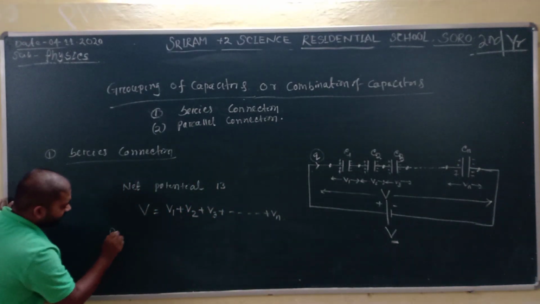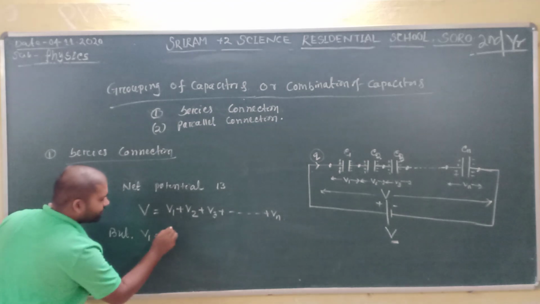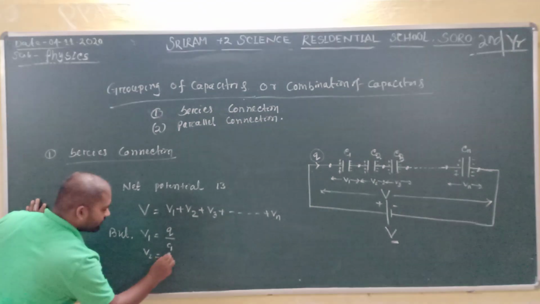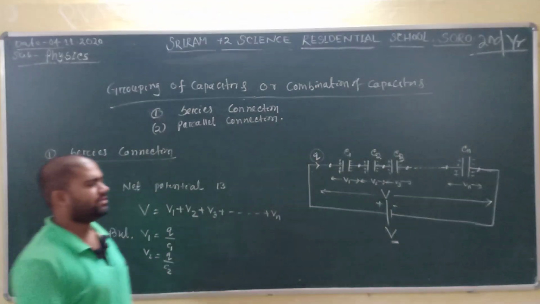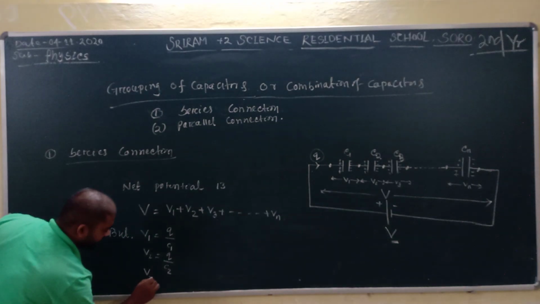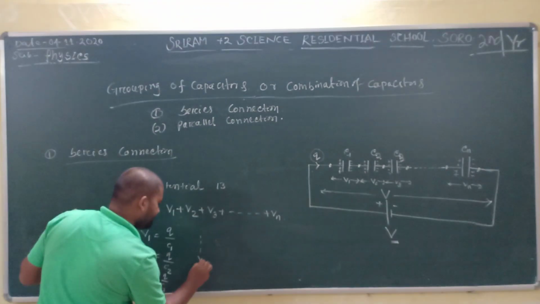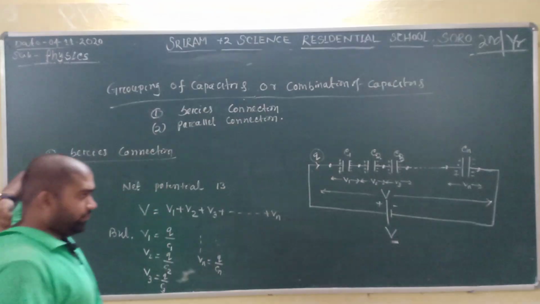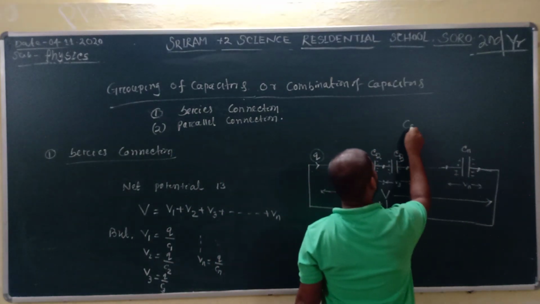For capacitor C1, the value of V1 equals Q divided by C1. What is the value of V2? V2 equals Q divided by C2. As all the capacitors maintain a constant charge for series connection, charge is constant. V3 is Q divided by C3, and like this Vn equals Q divided by Cn.